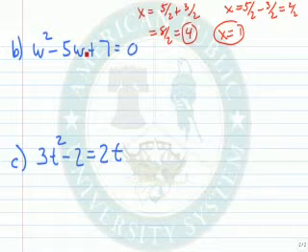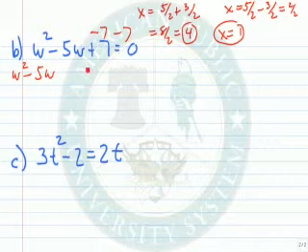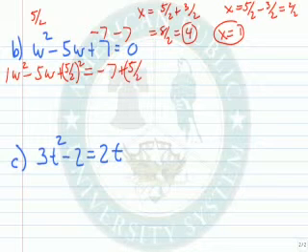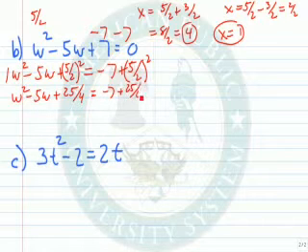Let's try again. This time we want to move 7 to the other side of the equation. So we have w squared minus 5w equal to negative 7. Since we have a 1 in front of w squared, half of 5 will be 5 halves. So we're going to add 5 halves squared to the left side and add 5 halves squared to the right side. So we have w squared minus 5w plus 25 fourths equals negative 7 plus 25 fourths.